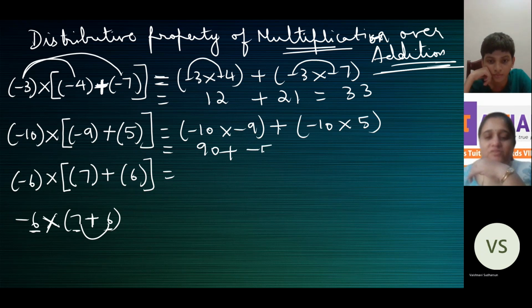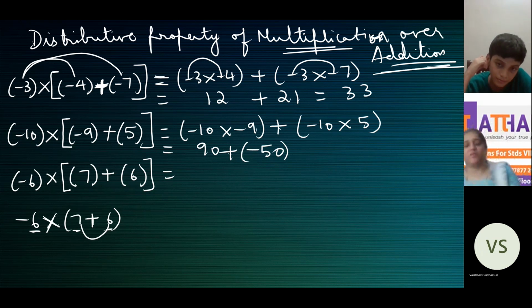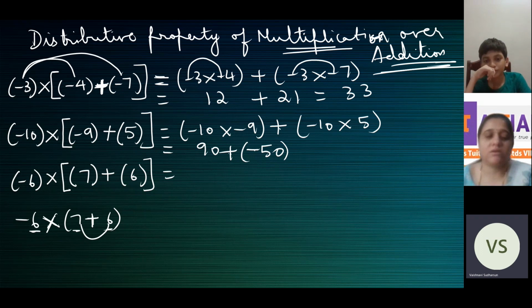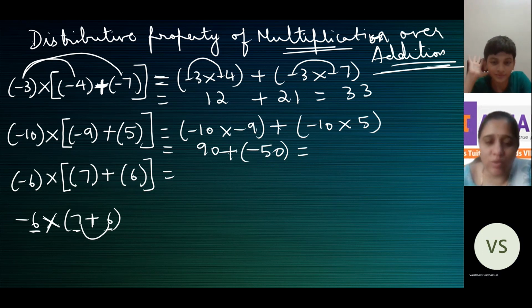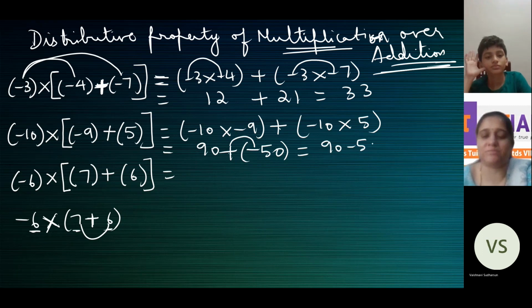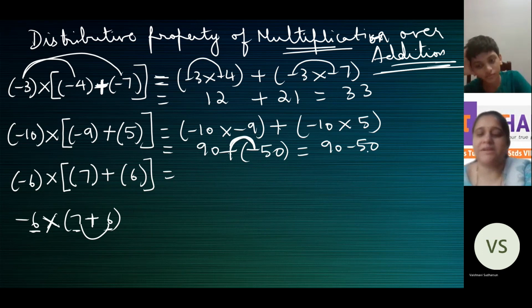Since you're getting minus 50, see here, there's already a plus sign, plus minus. So you should put it in a bracket because there are two different signs. Now what's the final answer? Now you should multiply the sign. Whenever you have two signs like this, plus and minus together, you should multiply the signs. Plus into minus is minus. So it will be 90 minus 50. So it's 40.